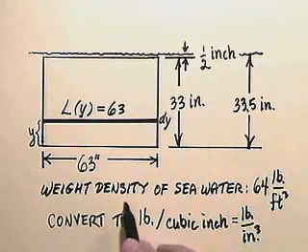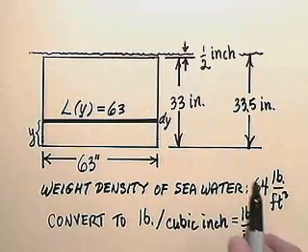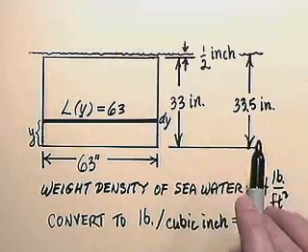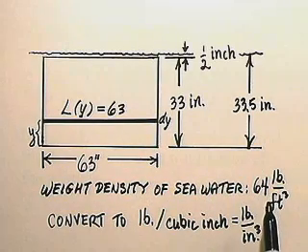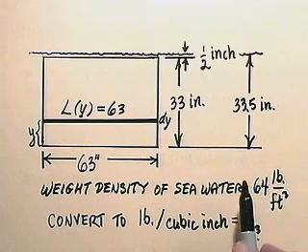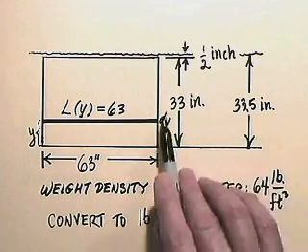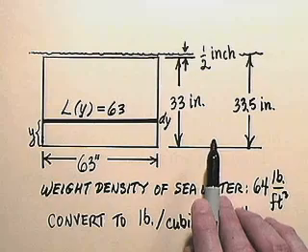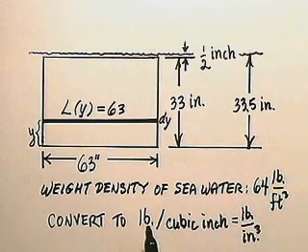Now remember, the weight density of seawater is 64 pounds per cubic foot, but all our dimensions are in inches, and a cubic foot is 12 cubed. That's a very big number of cubic inches. So if I convert all these units back into feet, I'm going to have a lot of fractions. It's better to go the other way.